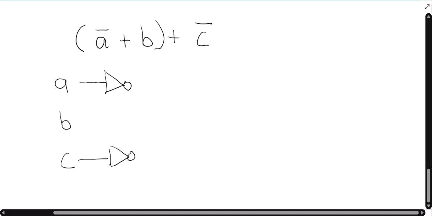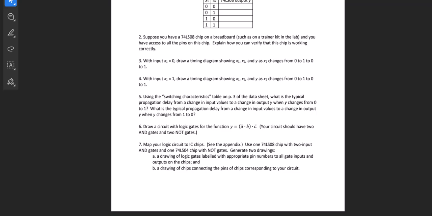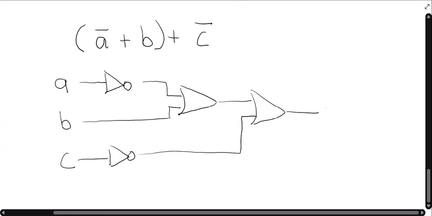So I'm going to put in a NOT gate. And then I want the OR of not A and B. And then I want the OR of that output and not C, and that function was called Y.